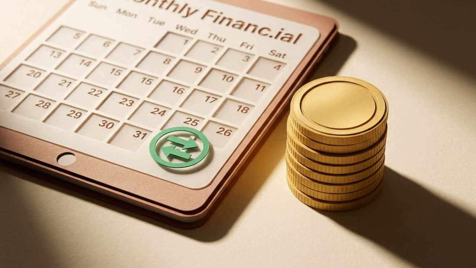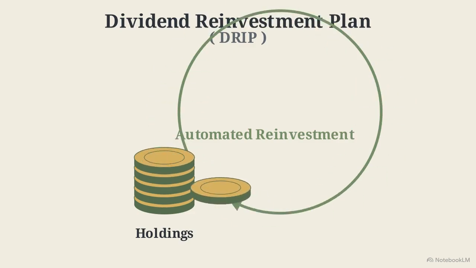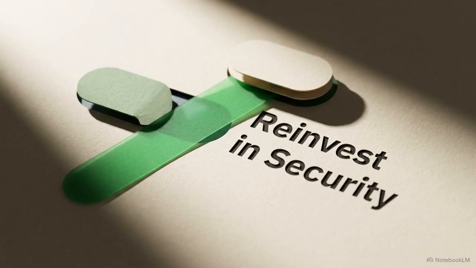Step 4. Automate the reinvestment of your monthly or quarterly returns. This is a dividend reinvestment plan, or DRIP. It uses the income your assets generate to automatically purchase more shares, increasing the total size of your holdings over time. Locate the dividend management section in your account settings and move the toggle to Reinvest in Security.